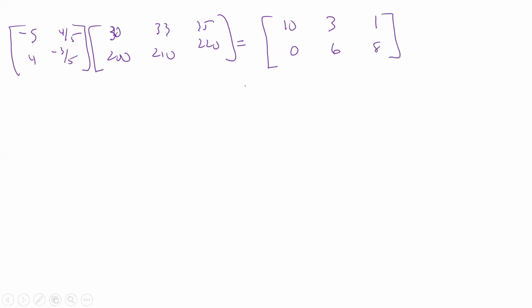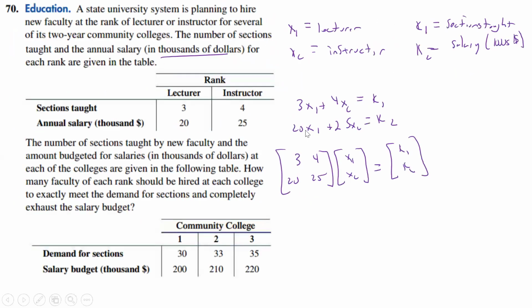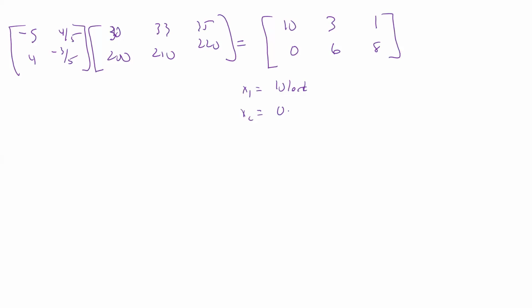So this says, and I forget which is first, X1 is lecturers. So X1 is going to be 10 lecturers, and X2 is going to be 0 instructors. And here we have 3 lecturers and 6 instructors. Here we have 1 lecturer and 8 instructors. Okay. And so that's what our values would be for this one. All right, so that's all I have for this section. So hopefully that will help you get through it.